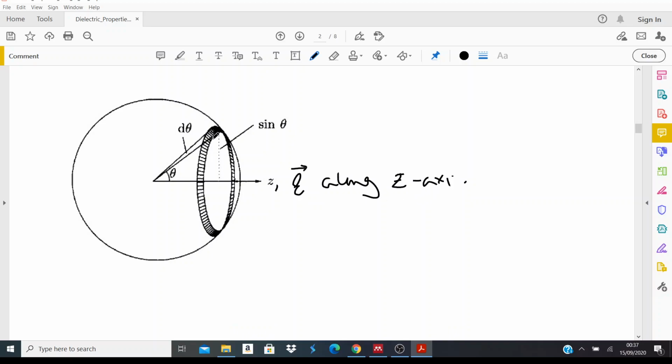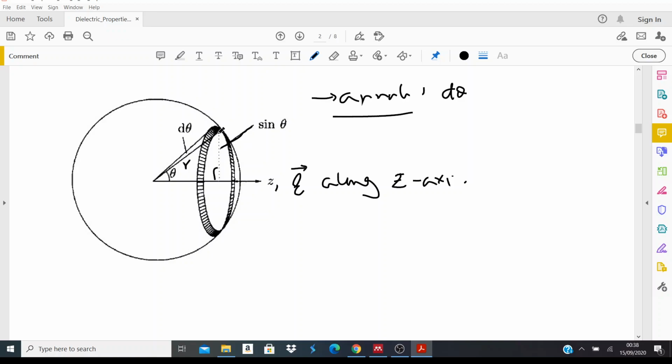Another thing, let's try to understand this picture where we are drawing an annulus. You can see the angular width of this annulus is d theta. And what is the radius of this ring on the surface of the sphere? If this is r, you can see that's a right angle, and then this is r sine theta.